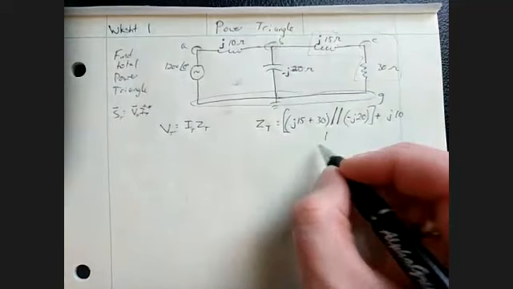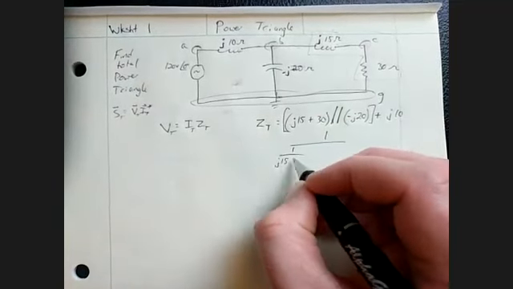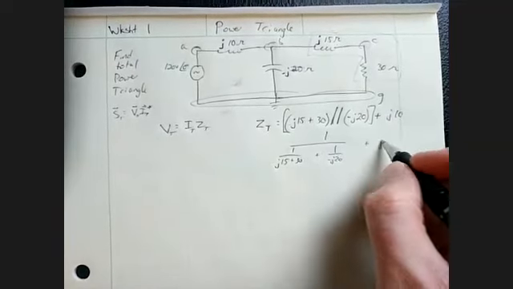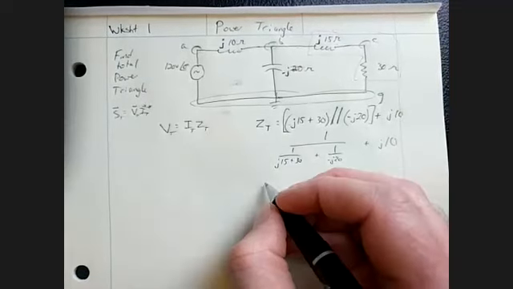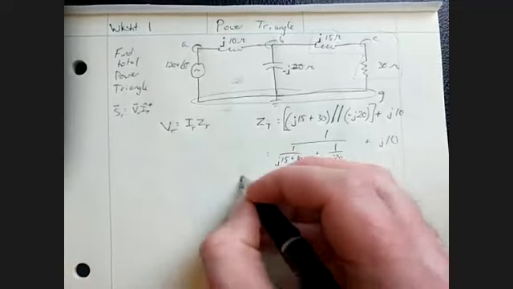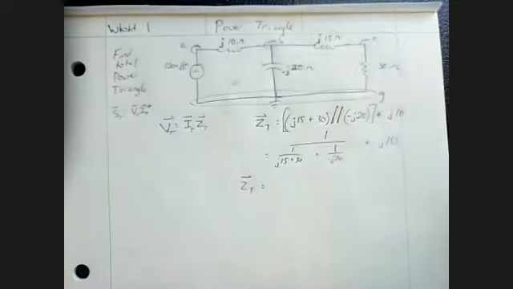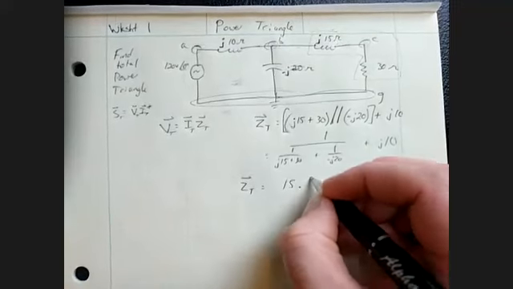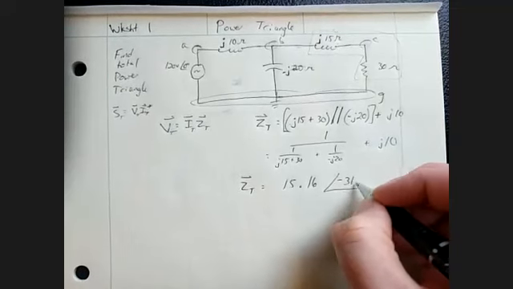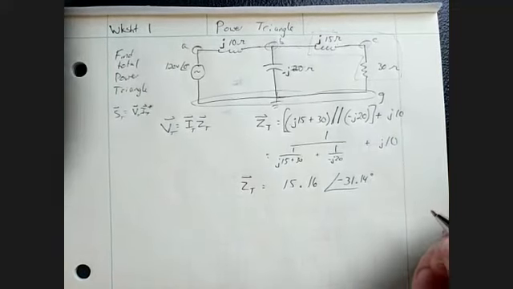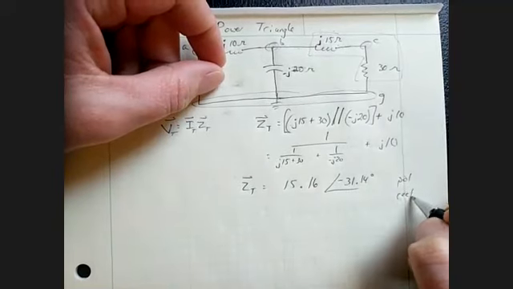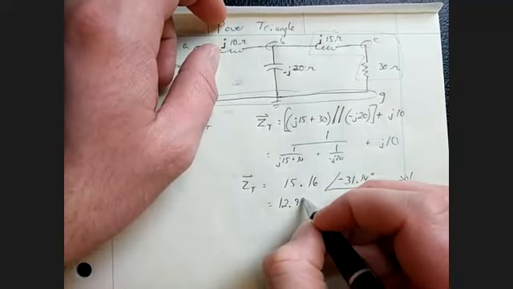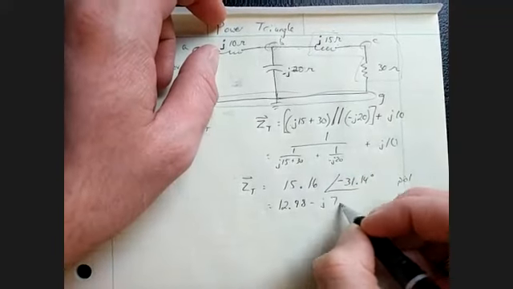The way that would look on a calculator: 1 over (1 over (j15 plus 30) plus 1 over negative j20), and all of that gets added to j10. If we plug all of those together, Z being a vector here because we're inside of AC, gives me 15.16 angle negative 31.14 ohms. I could go from polar to rectangular if I prefer the answer in rectangular: 12.98 minus j7.84.